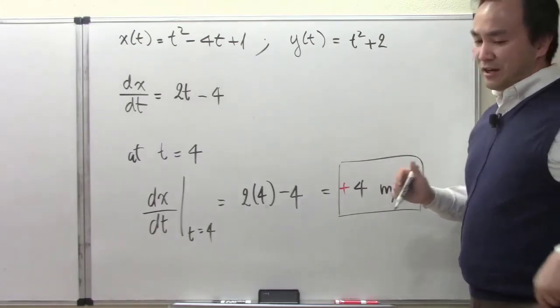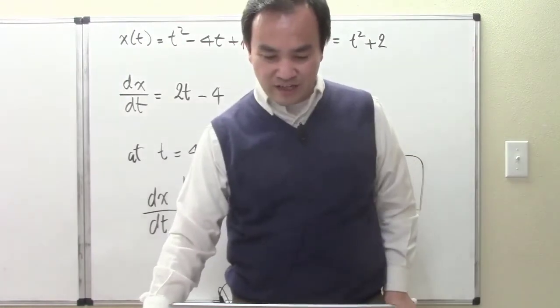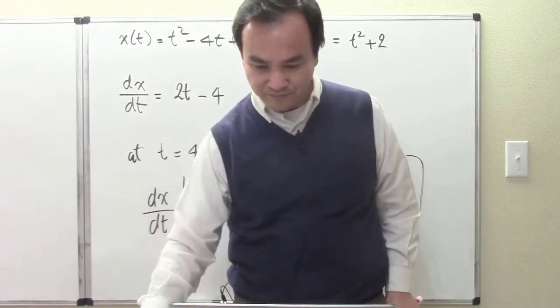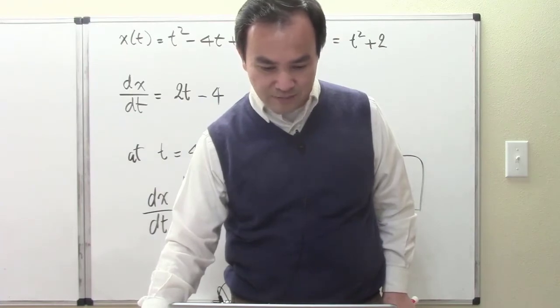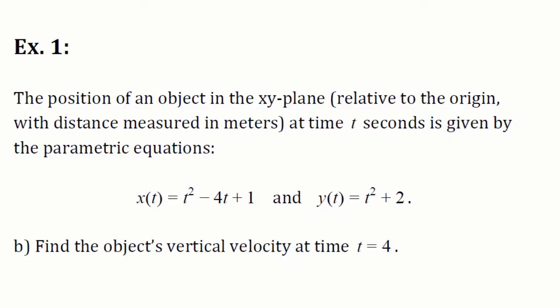And so in that way, let's advance over to problem B of the example. Same exact problem here, so all that wording, all that description of the curve is here. We have the x of t and the y of t, nothing changed. The only question here is to find the object's vertical velocity at time t equals 4.